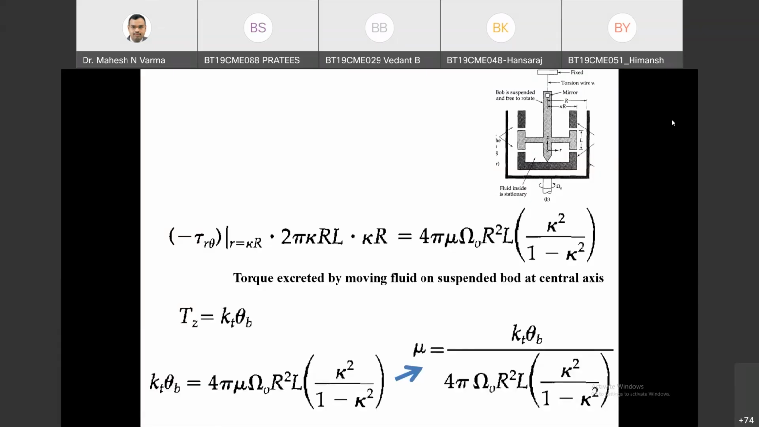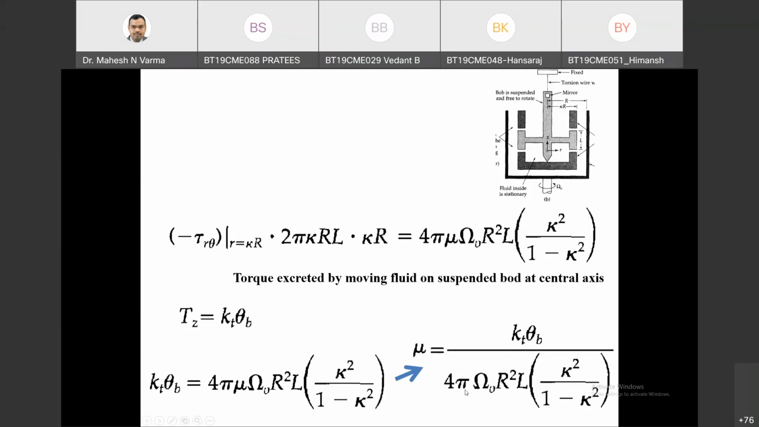Yes, sir. So this is the problem which we discussed in the last class. This is a two-cup arrangement used to measure the viscosity. We had a detailed discussion. This is the equation for viscosity. Say this is a wire with a torsion constant Kt, and theta gives the angular displacement of this suspended bob, which can be measured using a mirror and laser.